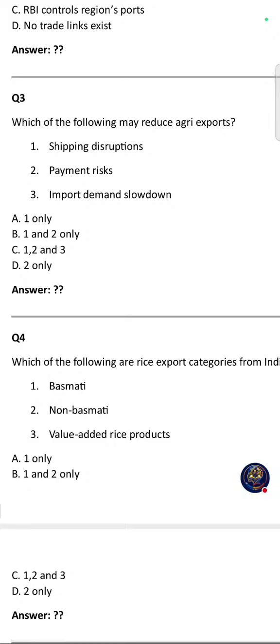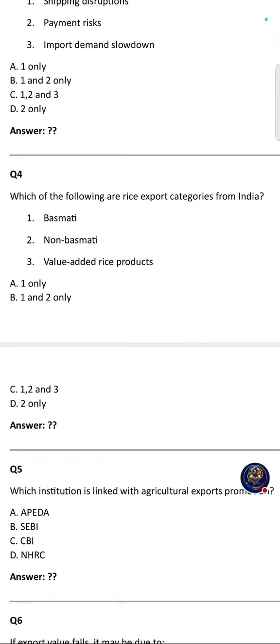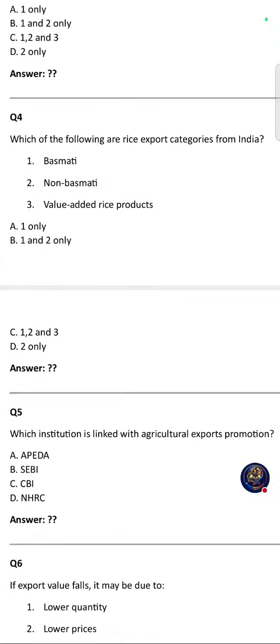Which of the following may reduce agri exports? 1. Shipping disruption. 2. Payment risks. 3. Import demand slowdown. Yeah, all three are correct. Which of the following are rice export categories from India? Can anyone answer this one? 1. Basmati, 2. non-basmati, 3. value-added rice products. Yeah, all three are correct.